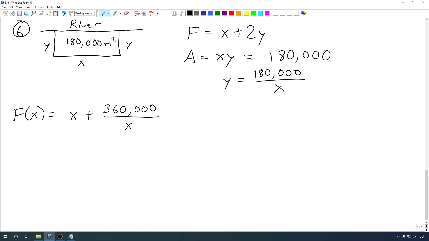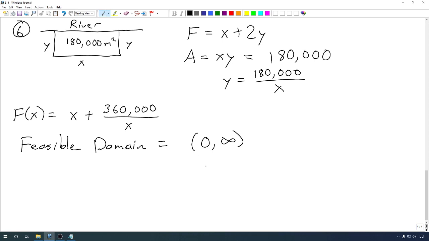But it also turns out that any positive value of x will give us a positive value for y that would make this work. There's actually no other restriction on x that we can have. So our feasible domain this time is just 0 to infinity, not including 0.